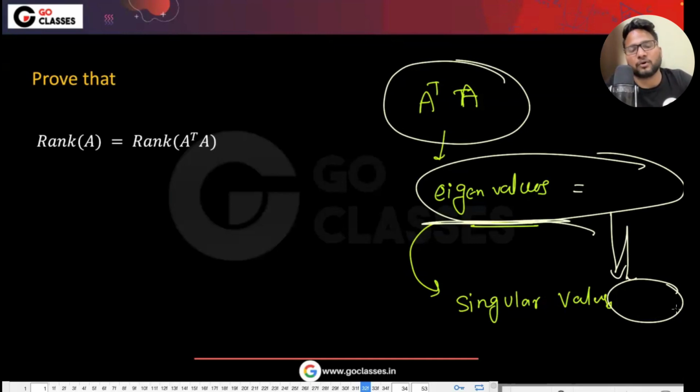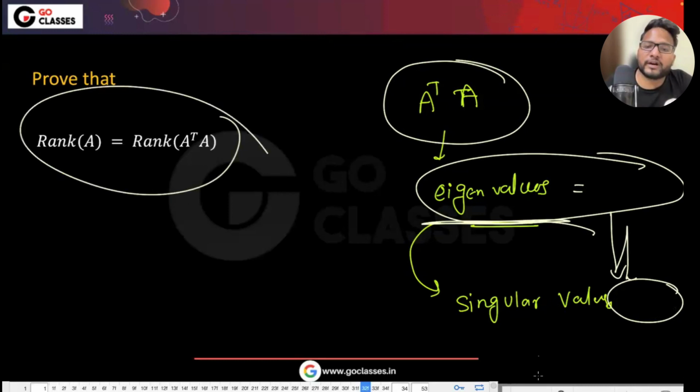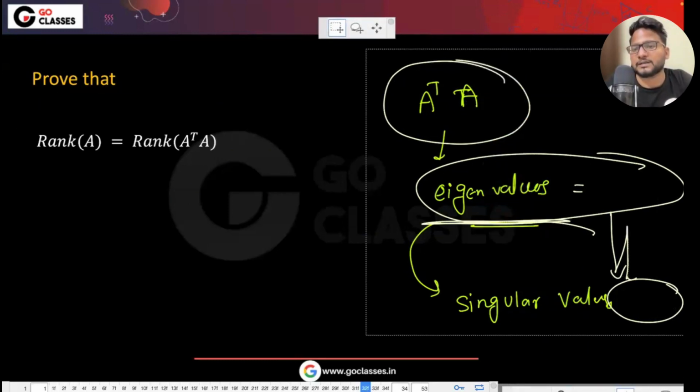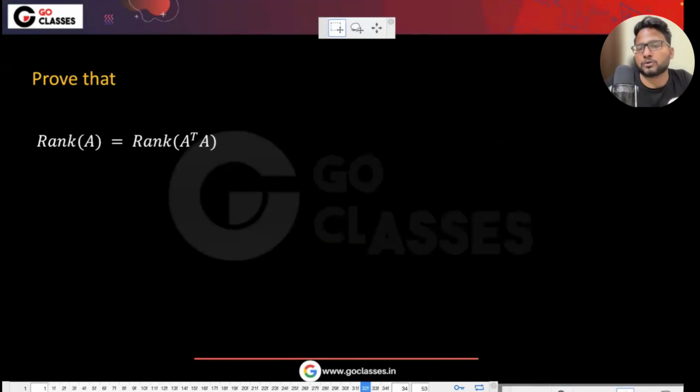We will connect them. Don't worry, we will connect them. Actually, once we prove this, it's going to be very nice. The dots will get connected. Let's see how those are going to connect. But let's first prove this: the rank of A and rank of A transpose A are the same. So does anyone want to give a try at how to prove it?